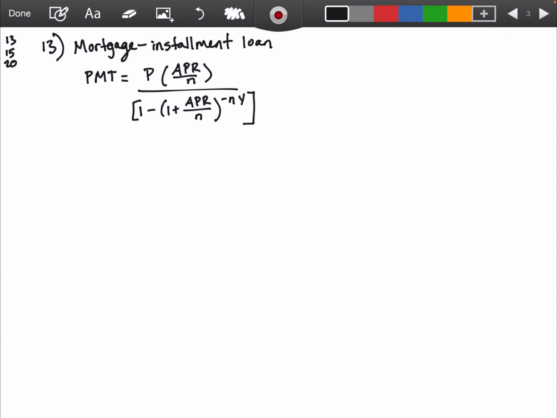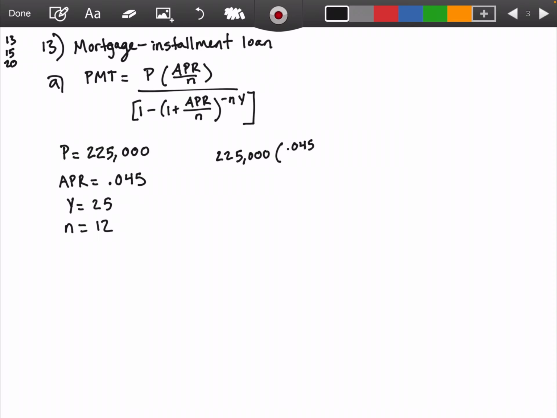Okay. So the loan amount, the total home mortgage, is 225,000. You have a fixed APR of 4.5%, so it'd be 0.045, and it's going to be for 25 years, and we're looking at monthly payments, so it's going to be 12. So we go to do this, 225, this is part A, by the way, 225,000 times 0.045 over 12.